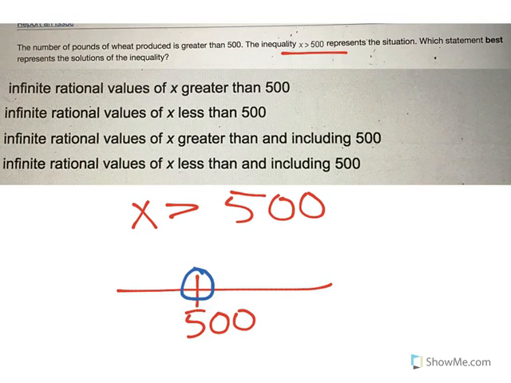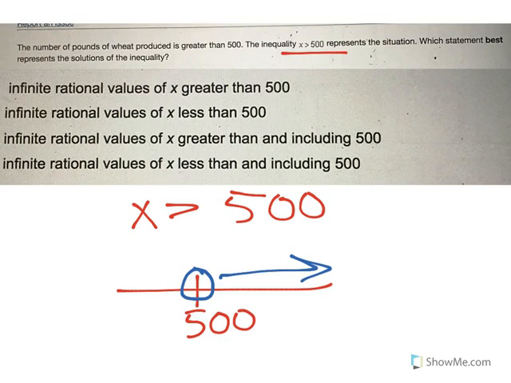That does not matter. Again, you're always going to start off with the variable. X is greater than 500. So think about that. Give me a number greater than 500. 501, 501 and a half. All of those would fall to the right of the number line. So it's going to go like this, to the right, because we're greater than 500, or it's any number greater than 500.